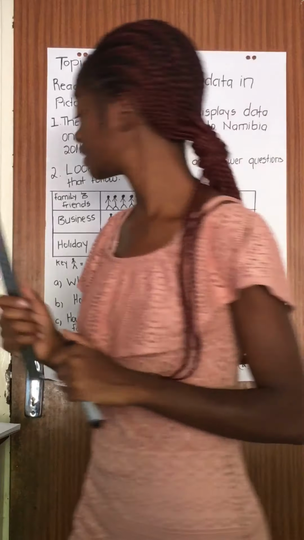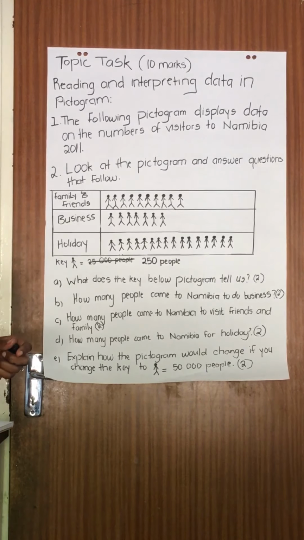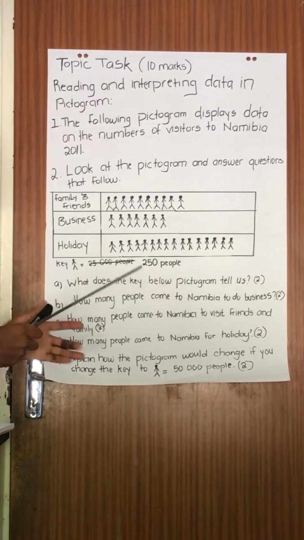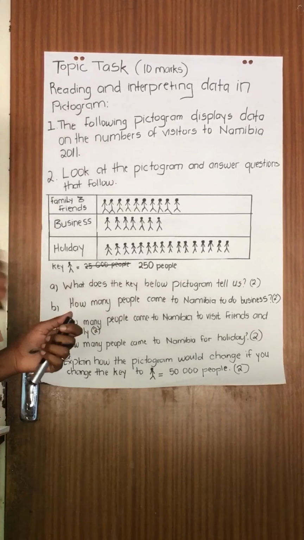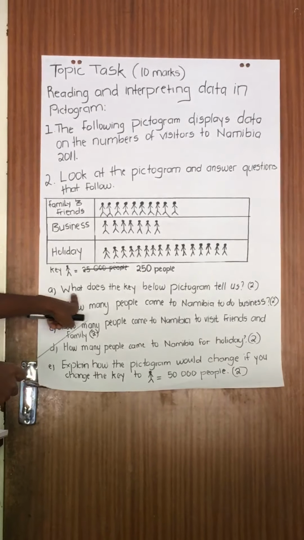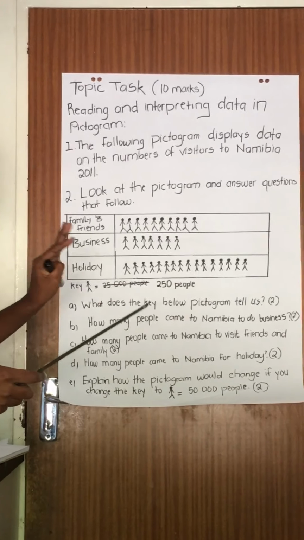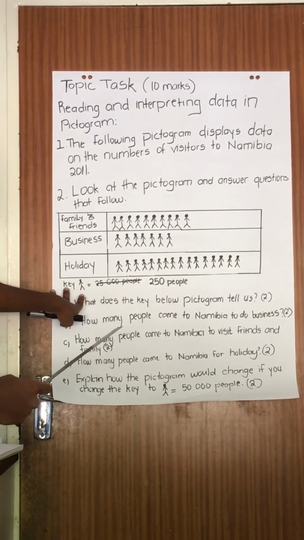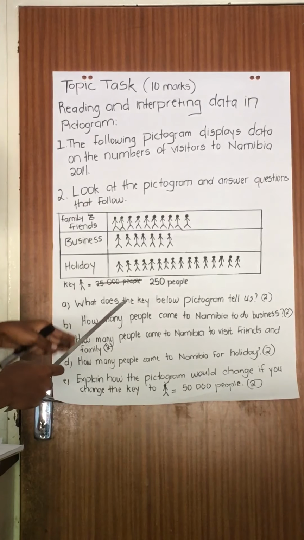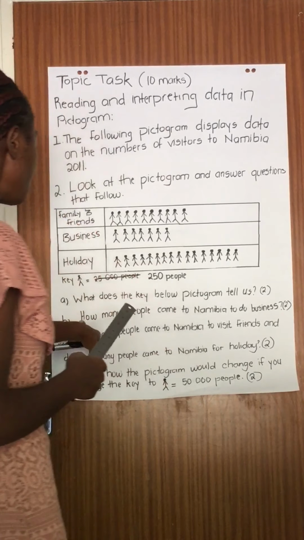Okay, are you done? If you are done, I would ask you to exchange your books with your partner, the person that's close to you. Exchange the books, and then we are going to do the correction. You mark their books and award them their marks. So our first question: what does the key below the pictogram tell us? As I told you earlier, the key always tells us the symbol or the picture. It tells us how many people are represented by the symbol or the picture.